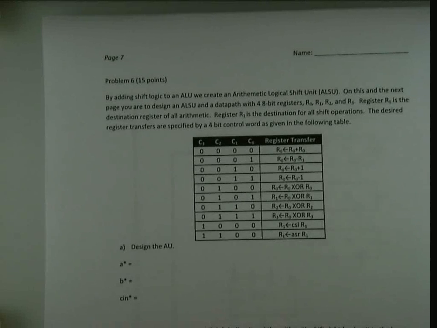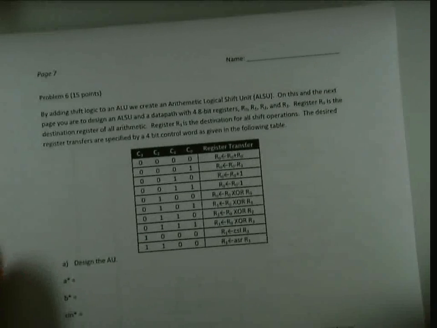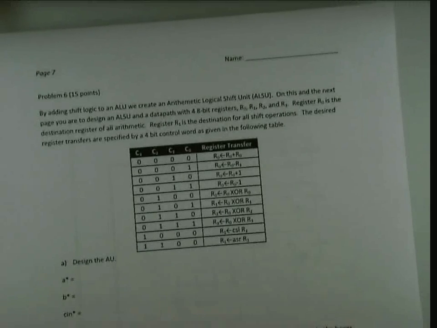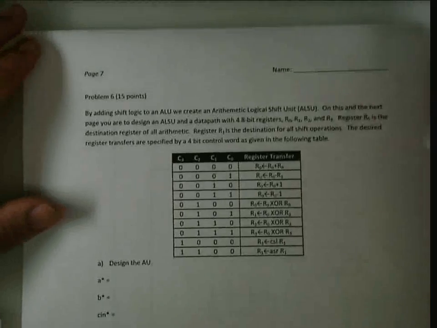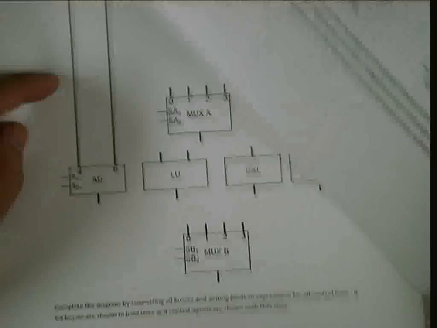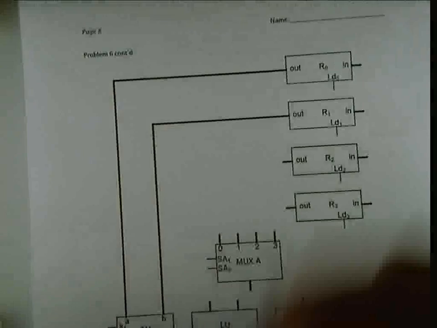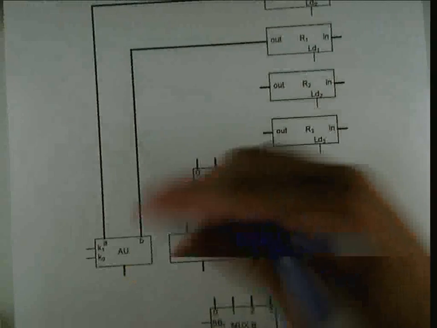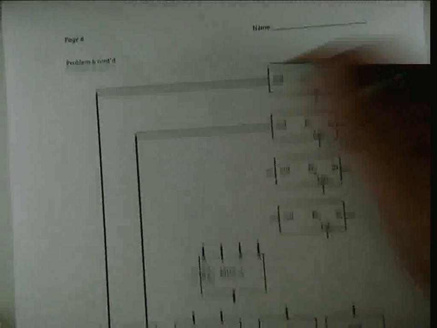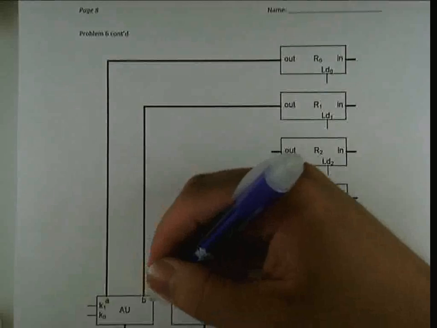This is the solution video for exam 2, problem 6. The first part of this problem asks us to design the AU. So I need to first figure out what's going on with my AU. I look over here, and I notice that I have an AU on my block diagram, with R0 inputting into A, and R1 inputting into B.